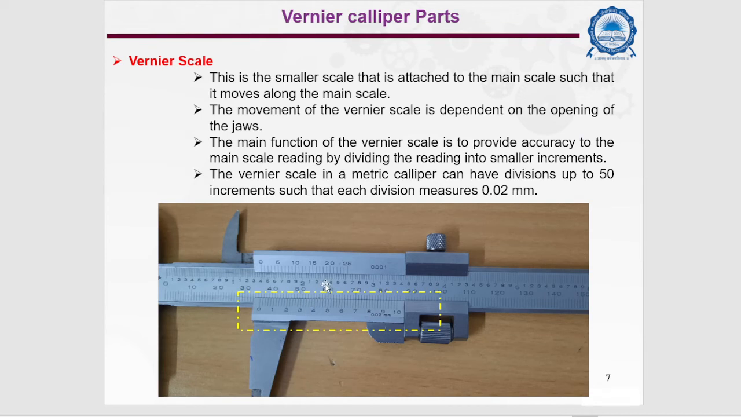Second is the vernier scale. This is the smaller scale that is attached to the main scale and moves along the main scale. The movement of the vernier scale depends on the opening of the jaw. The main function of the vernier scale is to provide accuracy to the main scale, and the vernier scale in a metric caliper can have divisions up to 50 increments such that each division measures 0.02 mm.